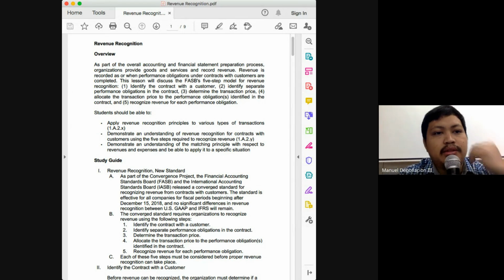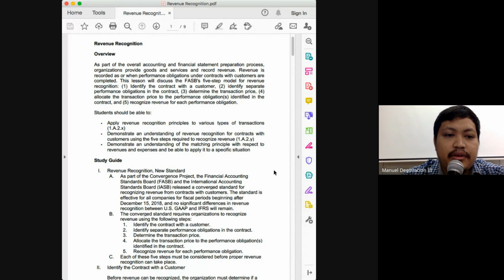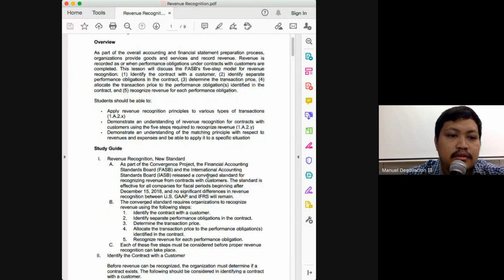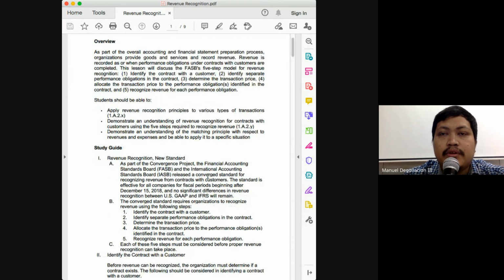Okay, so again, our topic would be on revenue recognition. If you're looking at your study guide, class, it would help if you find time to go over everything that is stated in your study guide. But if there's one thing that can be asked from this topic, if you can only remember one thing, let it be the requirements for the recognition of revenue in a contract. And in your study guide, that's Roman numeral 1B.